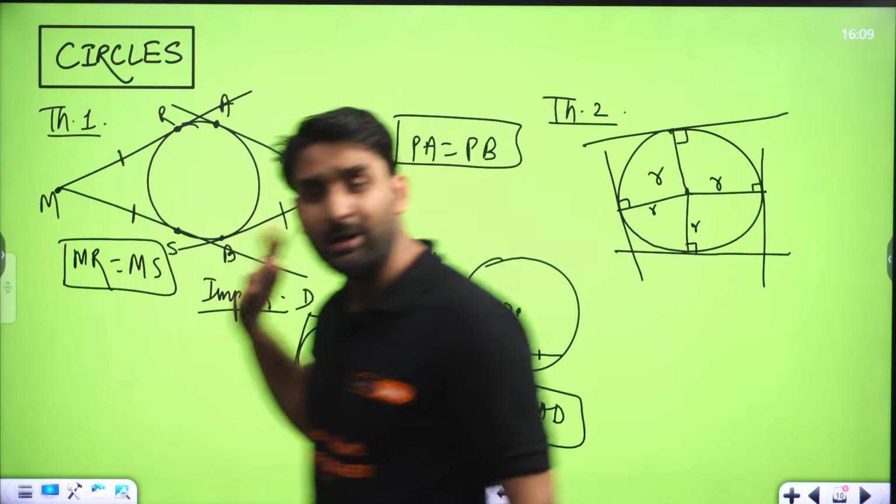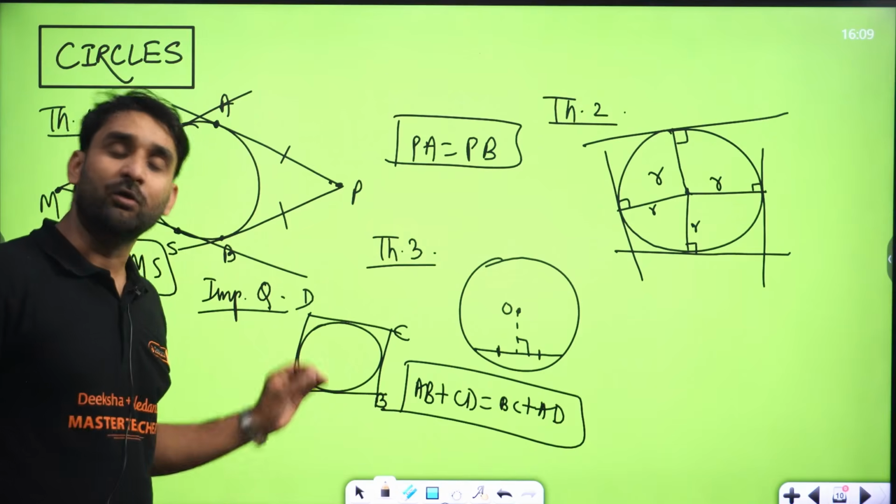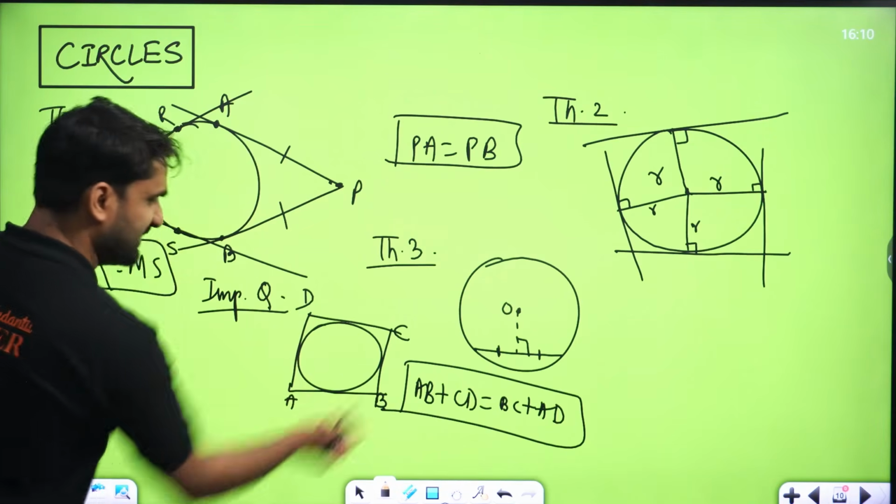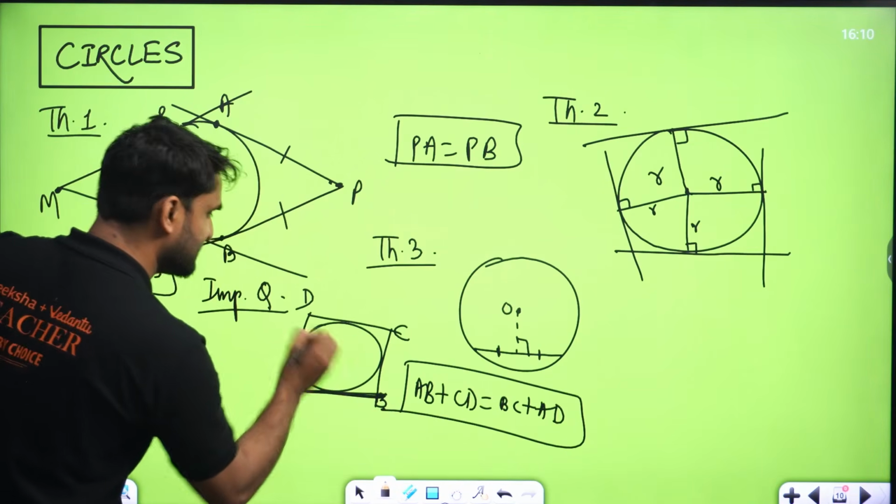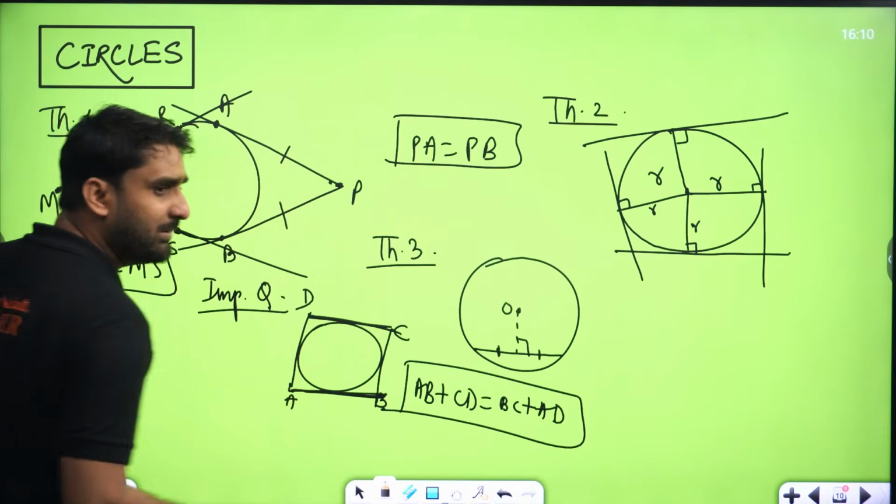This question may also come in parallelogram format. Like ABCD is a parallelogram, and you have to prove that ABCD is a rhombus. If ABCD is a parallelogram, it means its opposite sides will be equal to each other.